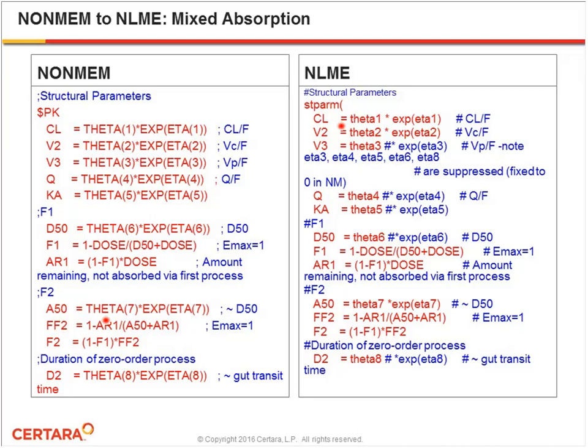And we are using the same here. In NLME, we just use a stparm structural parameter statement for this. And we also specify these as thetas times e to the power of eta 1. But you see there's a small difference here. We are just omitting the exponential function if we don't want to consider between subject variability, if we don't consider random effects. And this is a little bit different between these two codes, as you can see.